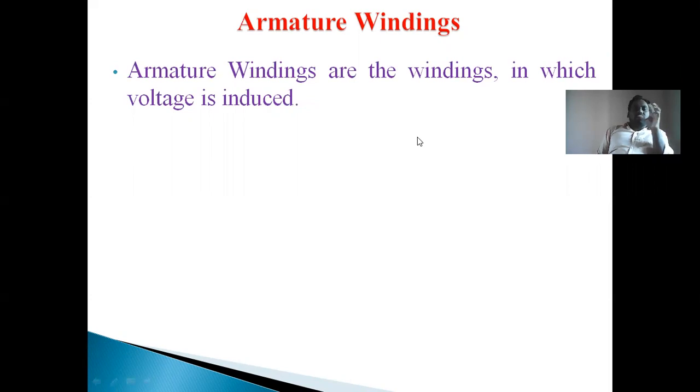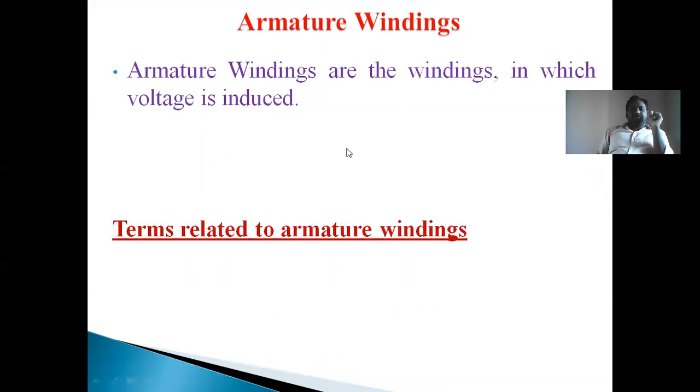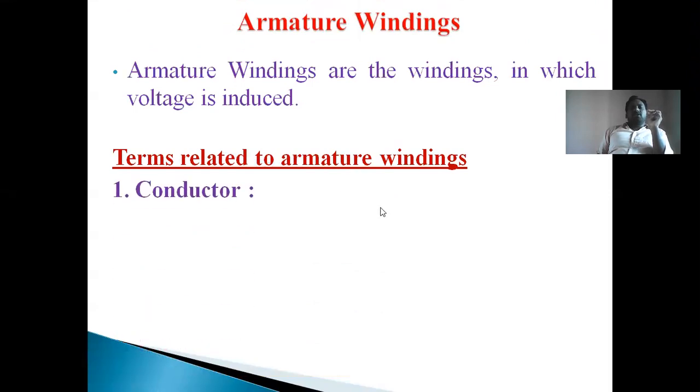Armature windings are nothing but conductors. The conductors are arranged in the form of windings around the inner periphery of the armature or slots provided by the armature. Now, in order to discuss the armature windings, first we are going to discuss some important terms related to the armature windings. What are those? First one is conductor.